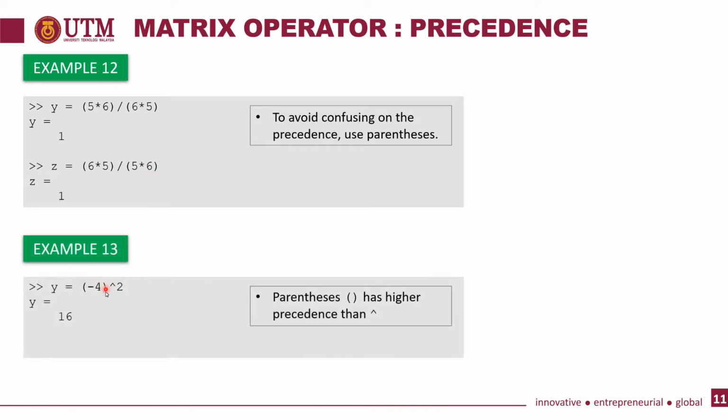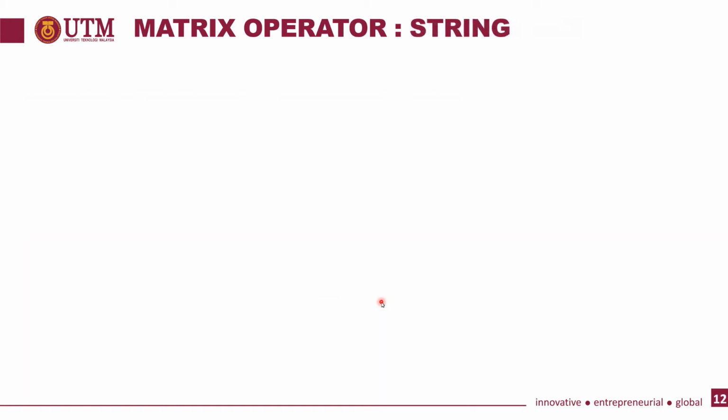Alright, similar with this one. If you want to execute the negative operation first, you need to put brackets around the negative operation and then apply the power of 2, because the parenthesis has higher precedence than the power. So the bracket will be executed first.